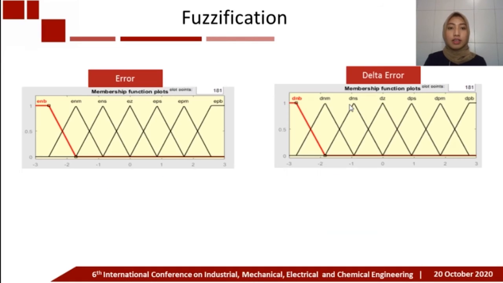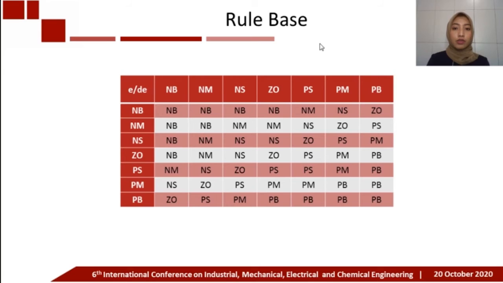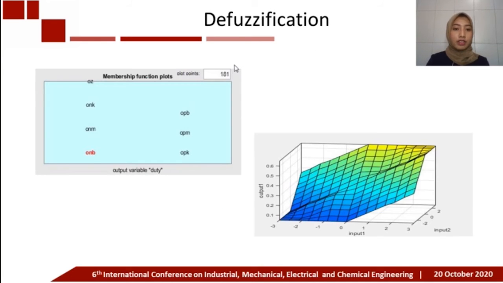And next, this is the fuzzification, and this is the input that we use in this research. There are two inputs, error and delta error, and this one is the membership function of error, and this one is the membership function of delta error. And this one is the rule base that we use. And next, this is the defuzzification. Here, there is the membership function of output, and this is the surface of the fuzzy that we made.